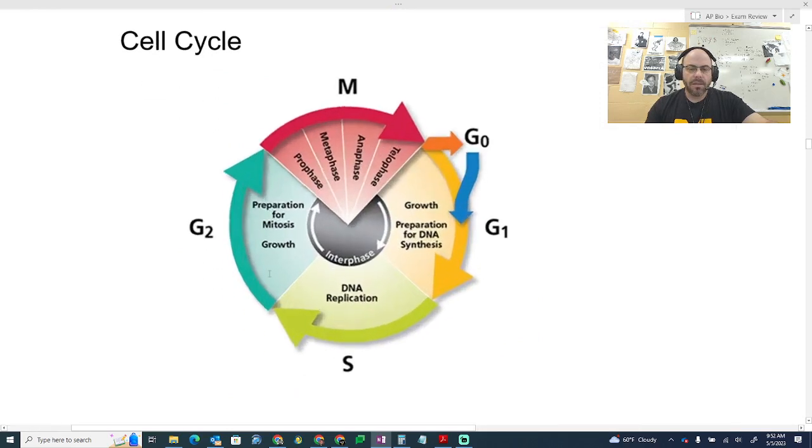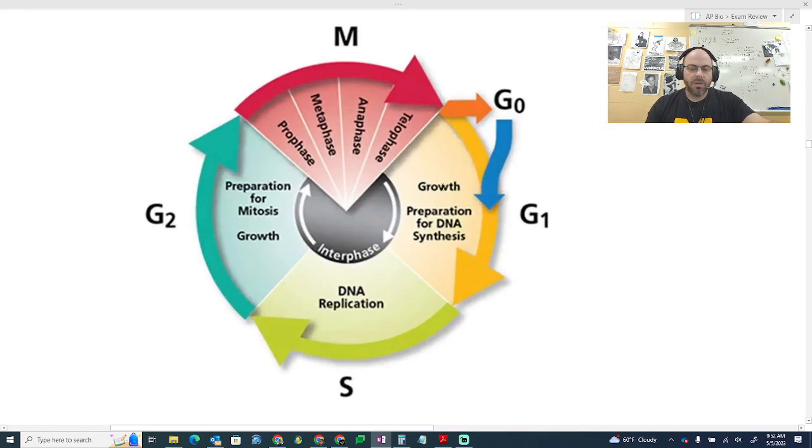I just completely skipped over interphase. G1 is growth and preparation. A lot of cells actually never get out of G1 phase. They spend their whole life in G1, wondering what it must be like to replicate their DNA and prepare for mitosis, because maybe they don't have a nucleus like red blood cells, or they just stay in G1.